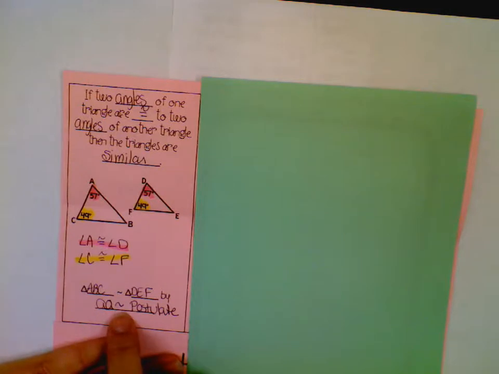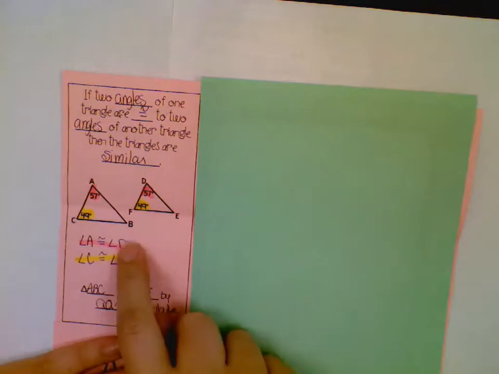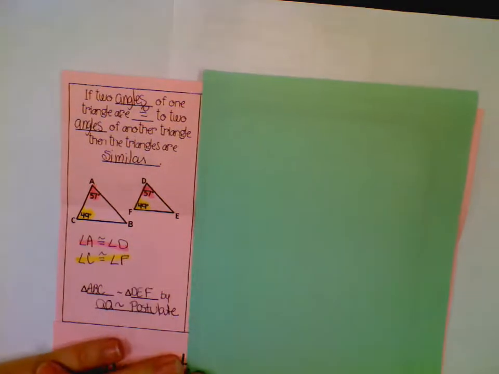Why don't we need the third angle? Why is it sufficient enough to say that we have 2 congruent? Very good, because if we know 2, we know the third angle is also congruent by the third angle postulate, or third angle theorem that we learned in 3.1.